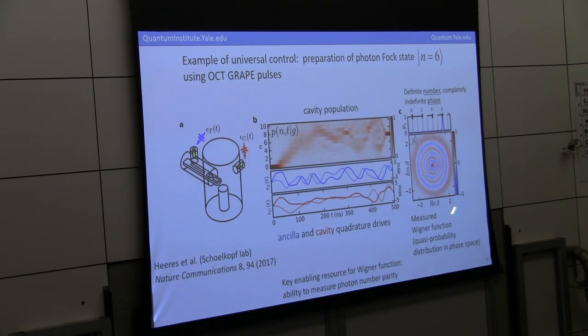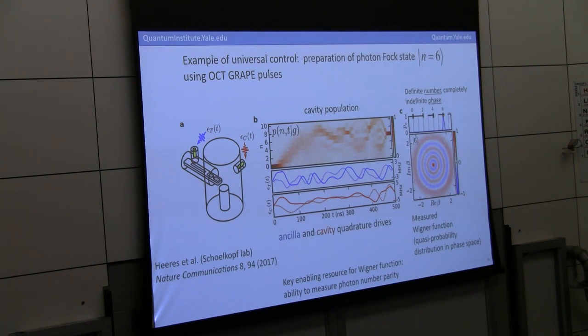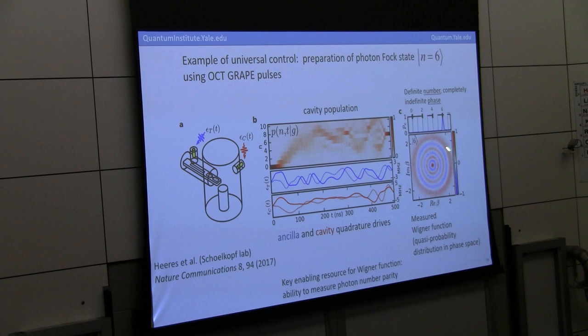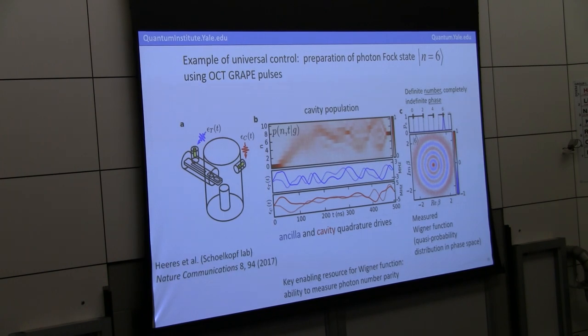And you can see this one looks like a bullseye because the number is exactly 6 and the phase of the oscillation is completely uncertain. So that's why it has that circular symmetry. So I won't go into the details of how we measure that Wigner function, but the key enabling technology is that we can measure the photon number parity without measuring the photon number.